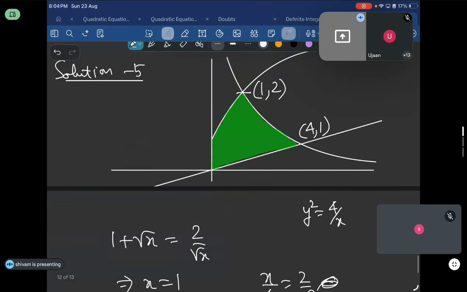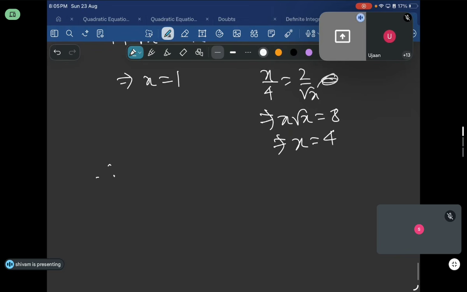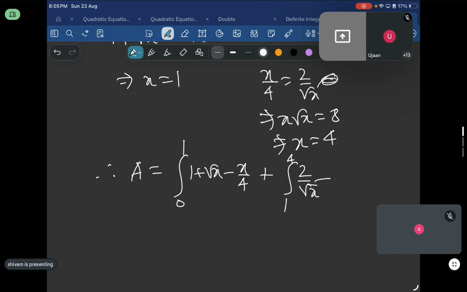Let me see. If I take the vertical strip, I have to take from 0 to 1, upper minus lower, that is one integral, and from 1 to 4, upper minus lower. It will be easier only, right? So therefore area is equal to integral from 0 to 1, upper curve is 1 plus root over x, lower curve is minus x by 4, plus integral from 1 to 4, upper curve is 2 by root over x minus x by 4. This will give us our answer.